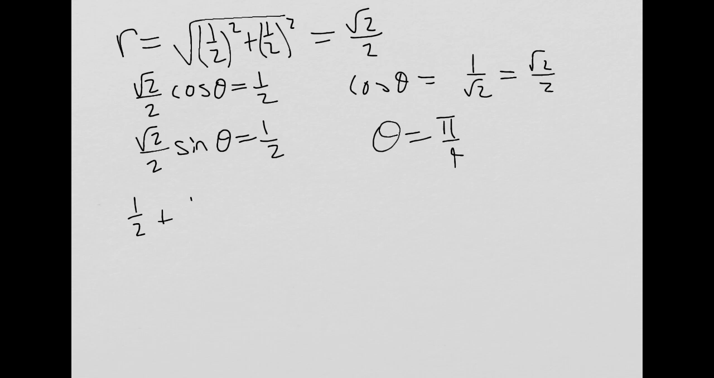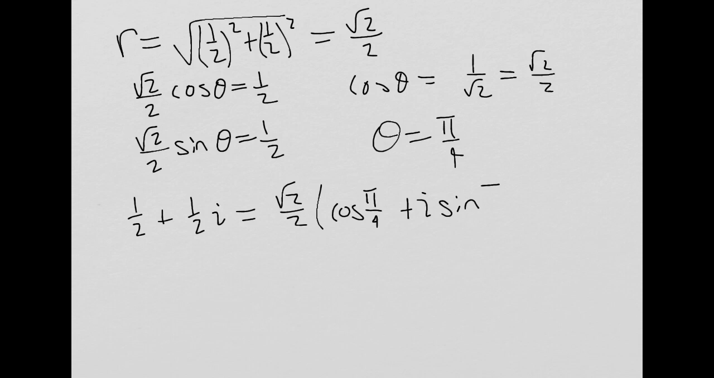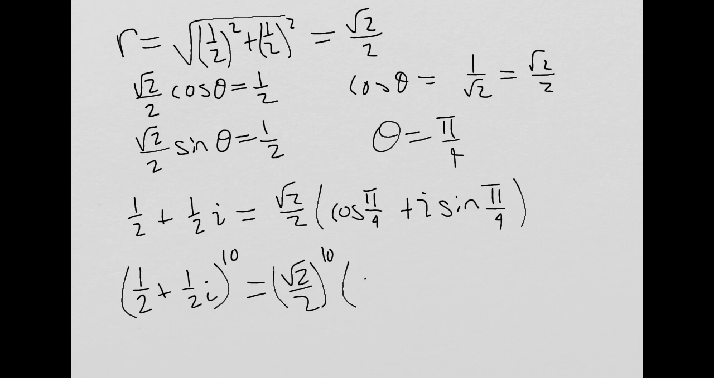So 1/2 plus 1/2 i is equal to root 2 over 2 times cosine of pi over 4 plus i sine of pi over 4. And therefore 1/2 plus 1/2 i to the 10th power equals root 2 over 2 to the 10th power times cosine of 10 pi over 4 plus i sine of 10 pi over 4. And that can be computed pretty quickly.